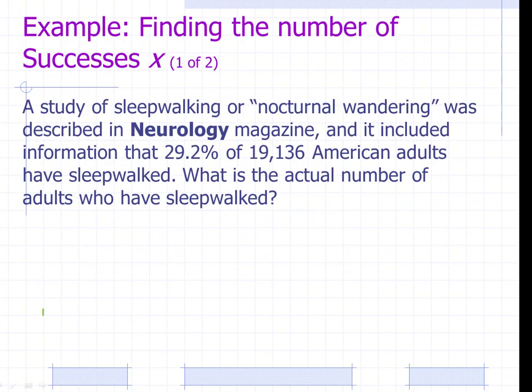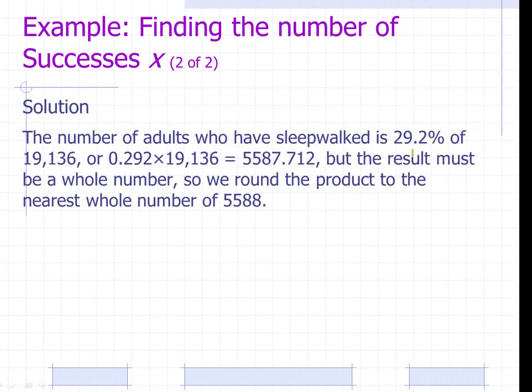Here is an example where we're going to need to find the number of successes. So we get 29.2% of adults have sleepwalked. Of 19,136, what's the actual number? This is a percent problem like you did back in 8th grade. We're going to take 29.2% of 19,136, and we get 5587 with some decimal number, but we always round it to the nearest whole number.